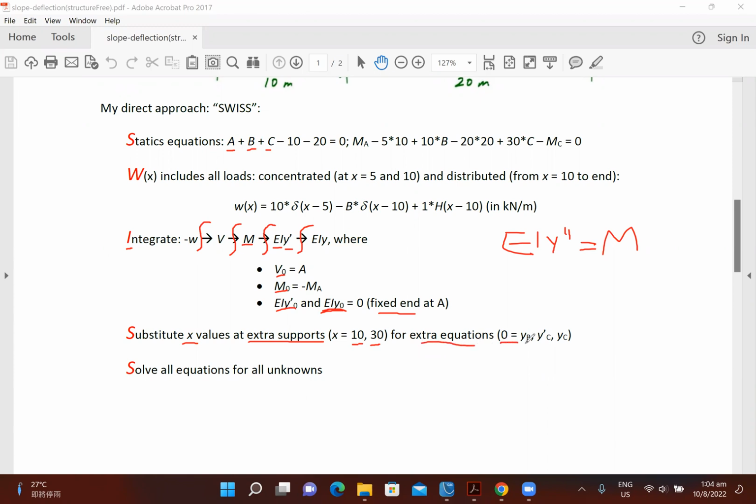Namely, I know that at the roller, y has to be 0. And at C, the fixed end, both y prime and y will be 0. So I get 3 extra equations together with my 2 static equations. I now have 5 equations. I'm going to solve all of them for all my unknowns, which are the 3 forces and the 2 reactive moments. Okay, so let me just go ahead and do exactly that on my calculator.